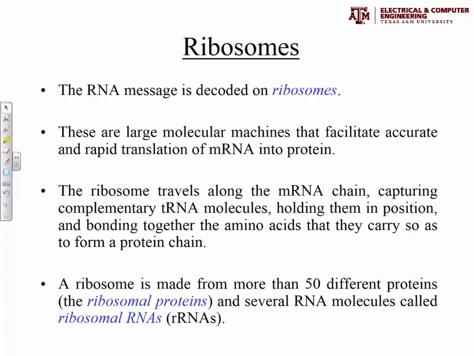So what is the structure of a ribosome, or what is the ribosome made of? A ribosome is made from more than 50 different proteins, called the ribosomal proteins, and several RNA molecules called ribosomal RNAs. Remember, we said there were three different kinds of RNAs: messenger RNA, ribosomal RNA, and transfer RNA. Each of them has a role in the cell. The messenger RNA does the coding. Ribosomal RNA and transfer RNA produce structures needed in the protein synthesis machinery and also act as a decoder.